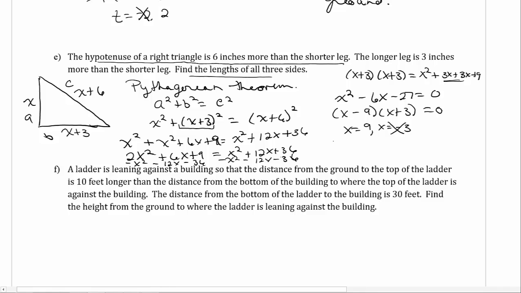So the lengths of the sides are x equals 9 inches, x plus 3 would be 12 inches, and then the hypotenuse was x plus 6, and so that would be 15 inches.